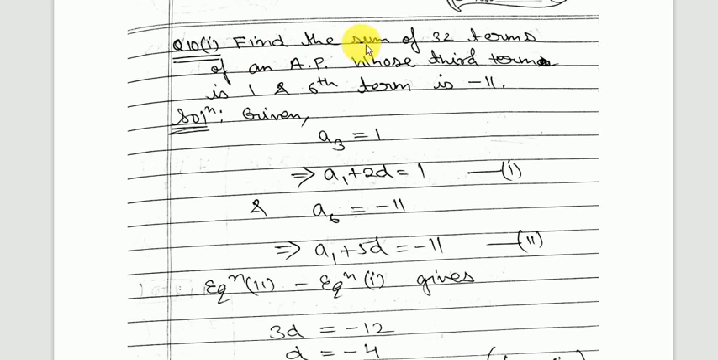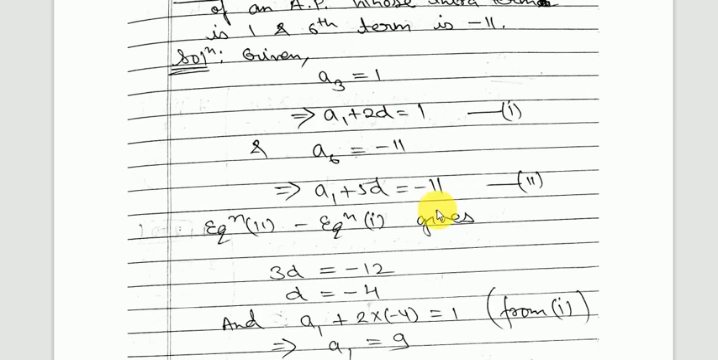Here the question says, find the sum of the first 32 terms of an AP, whose third term is 1 and the sixth term is minus 11. We know that the formula of Sn is n upon 2 into (2 times a1 plus (n minus 1) into d). I know n, that means 32 terms, but I don't know a1 and I don't know the common difference d. Here we are given that a3 is equal to 1, that means a1 plus 2d is equal to 1. a6 is minus 11, that means a1 plus 5d is equal to minus 11.